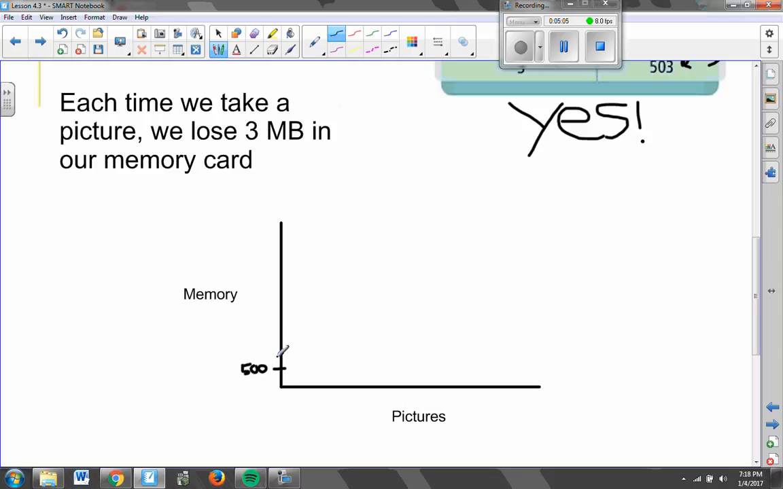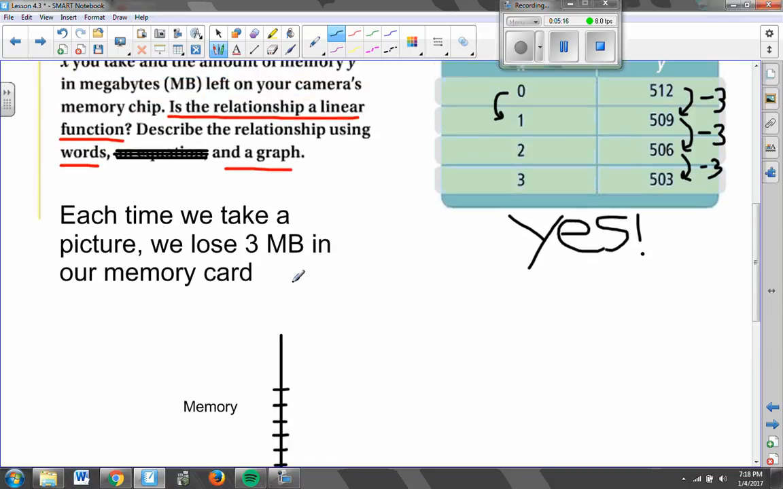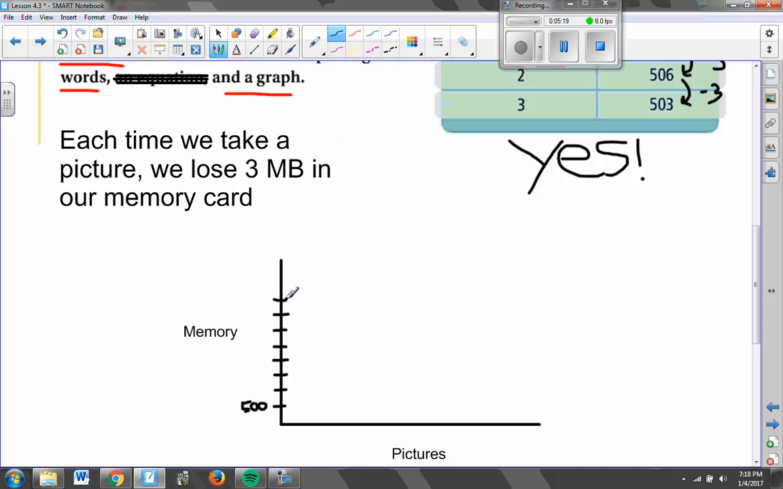Then I'll go 502, 504, 506, 508, 510, 512, 514. That's high enough. So I'm just counting up by 2s, starting at 500, and so on. And then I'll mark off a 1, a 2, and a 3 on the pictures, because my first point obviously is 0 pictures, which will be way back here. That's 0 pictures right there.